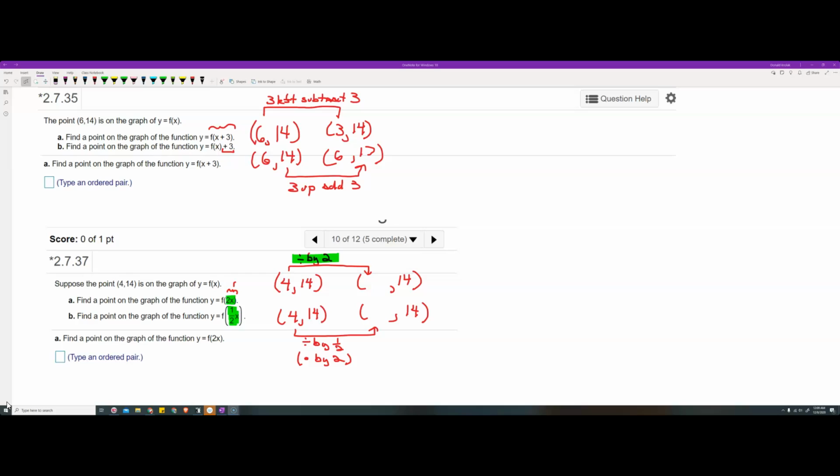So here we're multiplying inside the parentheses. So this is Bizarro World. So instead of multiplying by 2, you're actually going to divide by 2. So that's going to be a horizontal compression. Instead of multiplying by 1/2, you're going to divide by 1/2, which is the same as multiplying by 2. And that would be a horizontal stretch.